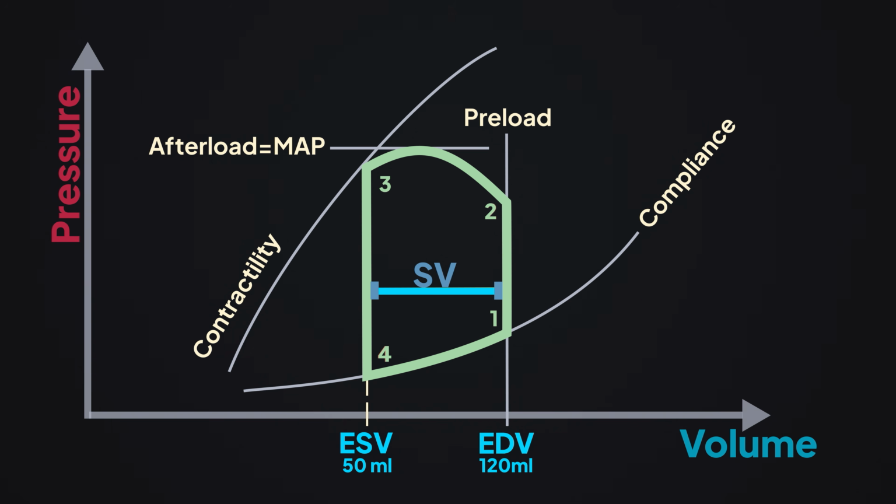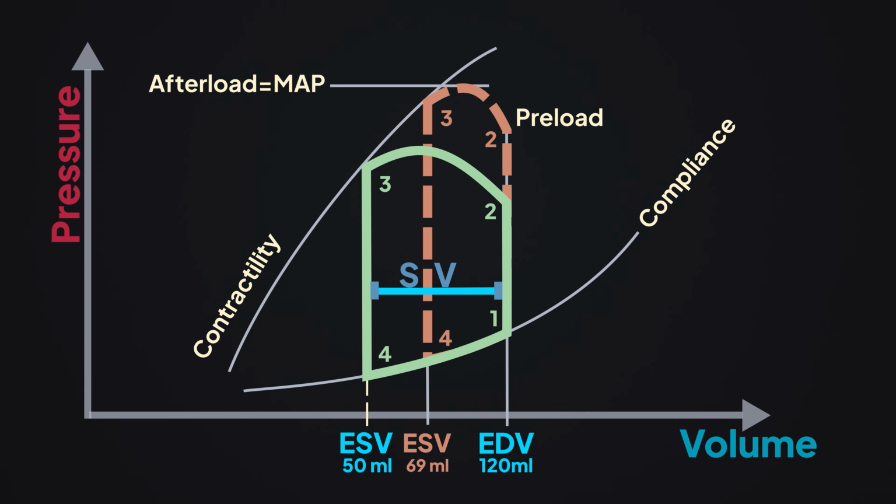Now let's talk about increased afterload. Remember, afterload is the pressure the heart has to fight against. If afterload goes up, the ventricle has to work much harder. This pushes point 2 and the entire top curve higher. The heart is straining just to open the aortic valve.